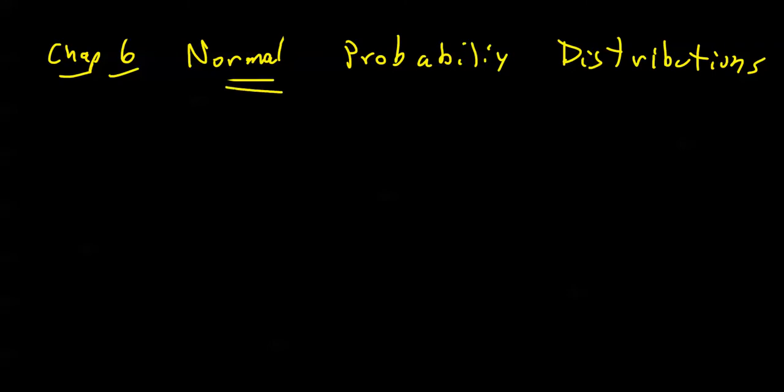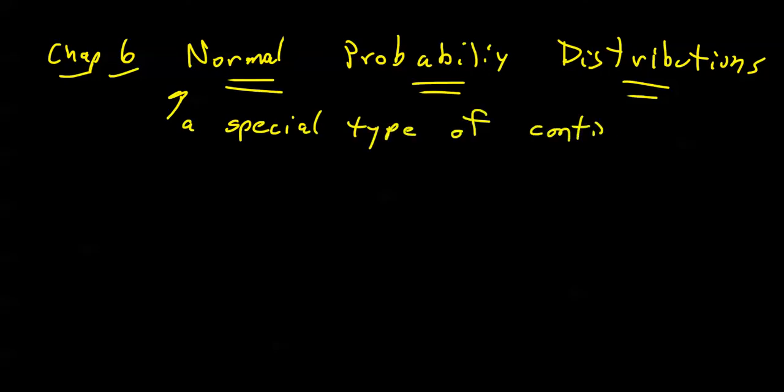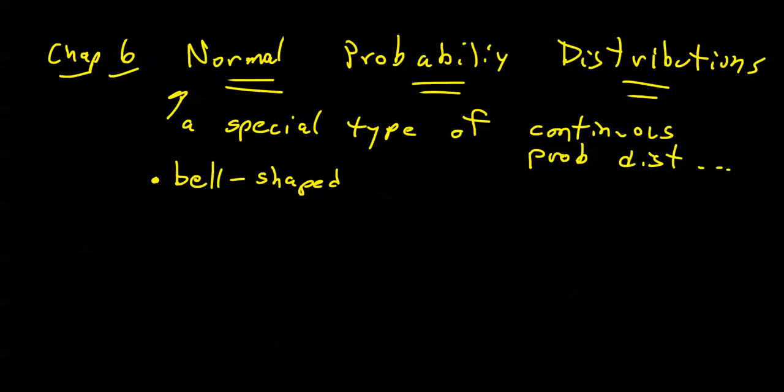Alright, normal distributions are a very special type of continuous probability distributions. Let me write that down. Normal is a special type of continuous probability distribution. A normal distribution is the proverbial bell-shaped curve. I'll draw a picture of that in a minute.